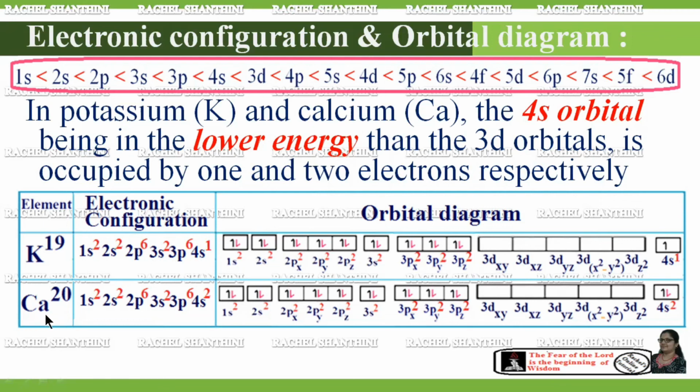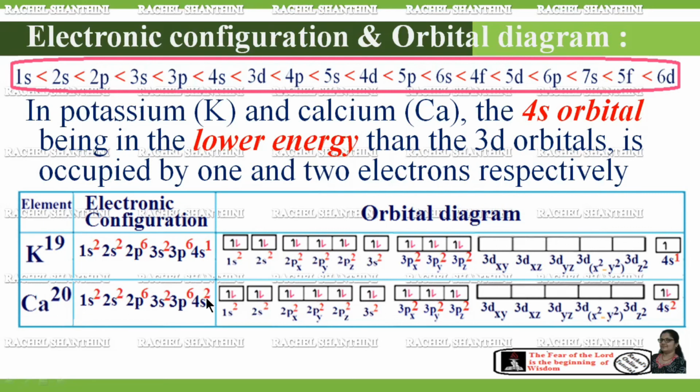Now coming to calcium. According to the Aufbau principle, we need to write the electronic configuration in the increasing order of energy. So 1s, 2s, 2p, 3s, 3p, then we have to write 4s, right? So 1s2, 2s2, 2p6. Up to this, we have neon configuration, right? Then 3s2, 3p6. So totally how much have we written? 2 plus 2 plus 6 plus 2 plus 6. Totally we have written 18 electrons. On the whole, we have 20 electrons in calcium. So 20 minus 18, how much remains?